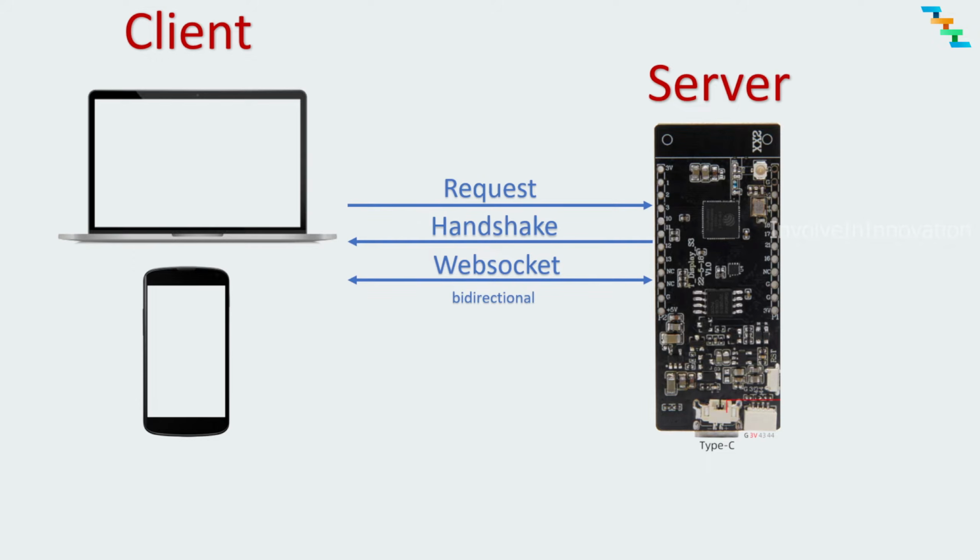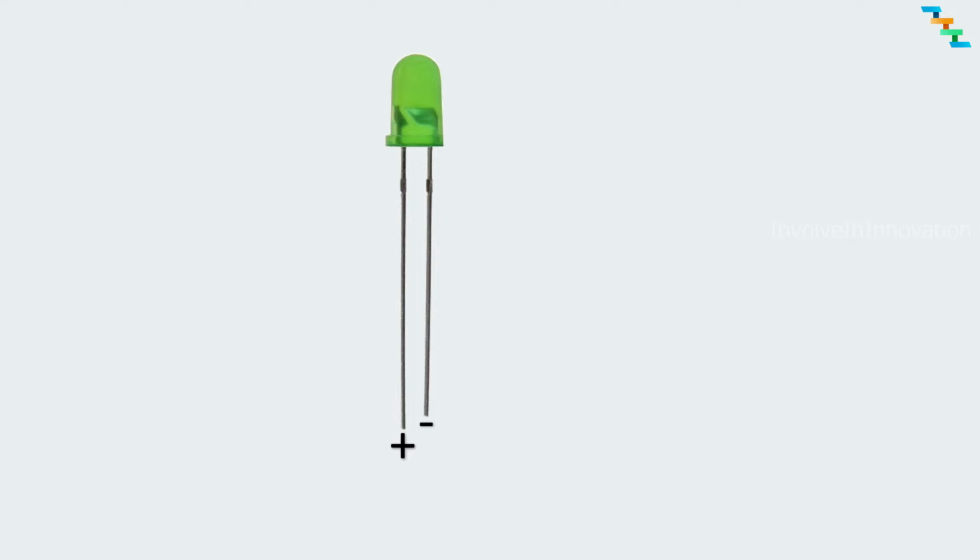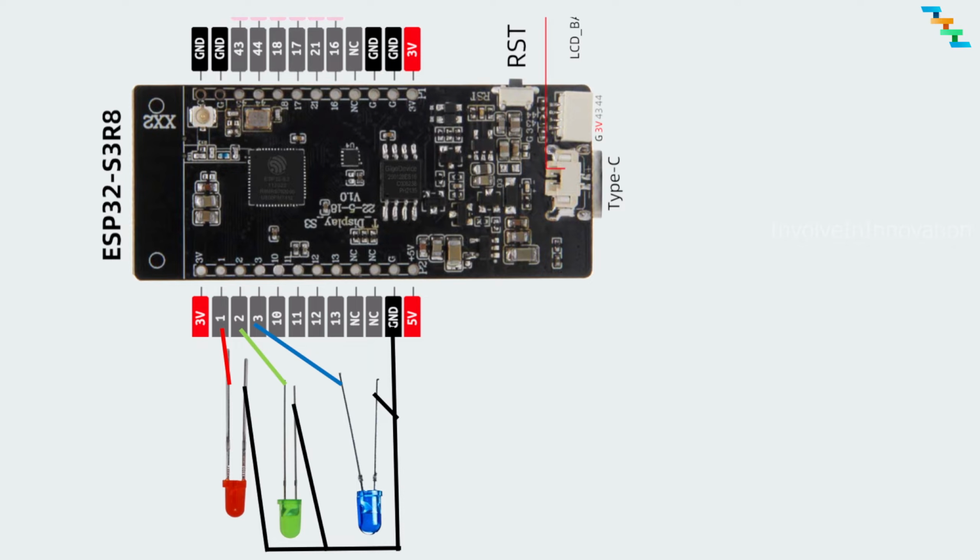First we will see how to connect the LED. The LED has two terminals, one positive and one negative. The longer terminal is the positive one and the shorter one is the negative terminal. Here we are connecting through the ESP32. I am using three different GPIO pins, that is 1, 2 and 3. I am connecting red to GPIO pin 1, green to GPIO pin 2 and blue to GPIO pin 3. For this project I am going to use the PlatformIO IDE.